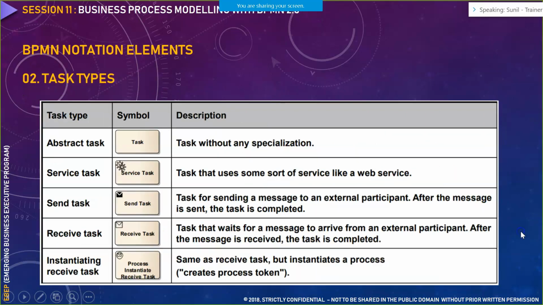After that, there is something called an abstract task without any specialization. It is very similar to a task, but does not have any specialization. A generic task, for example collecting information, is a very generic task. They do not have any specialization. But process bill is a particular specific task. So all non-generic tasks, or all tasks that do not have any specialization and are generic in nature, would come under abstract task.